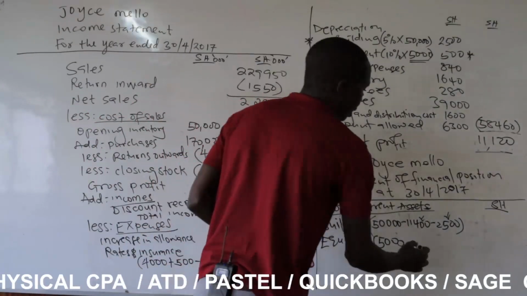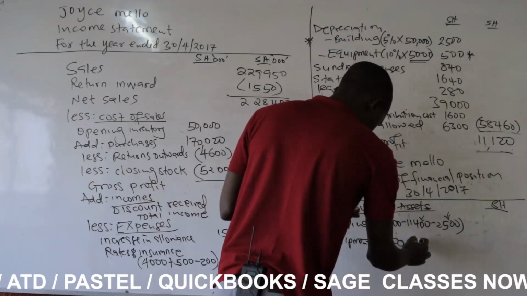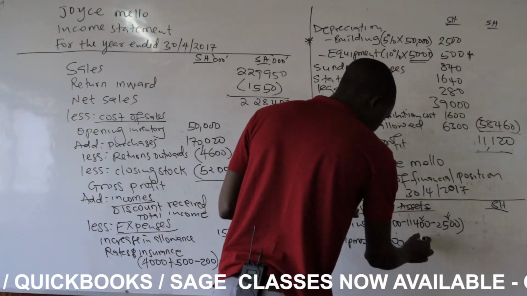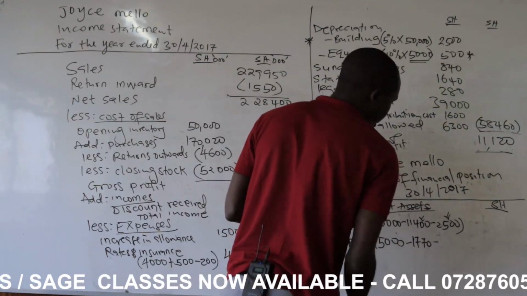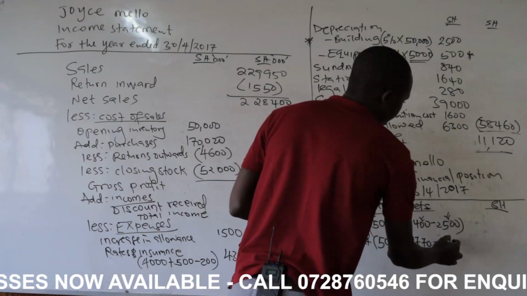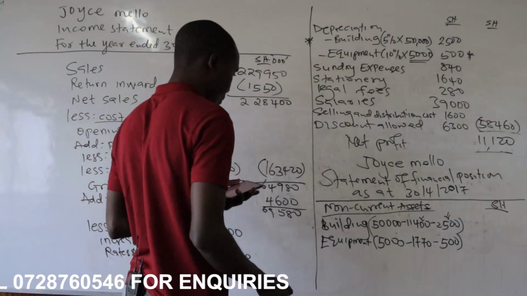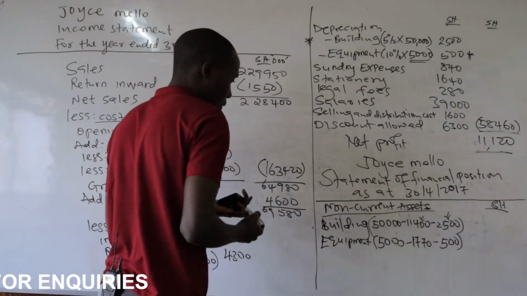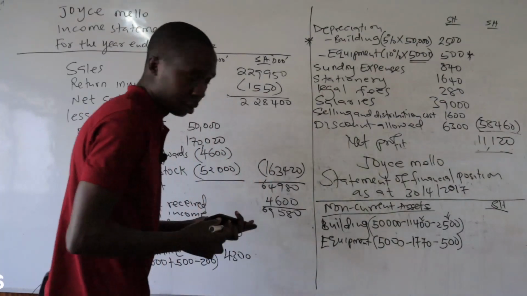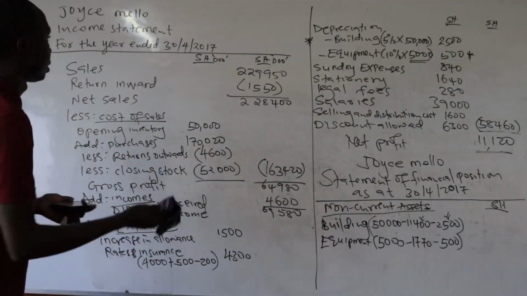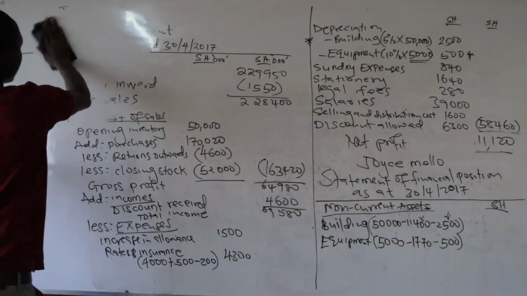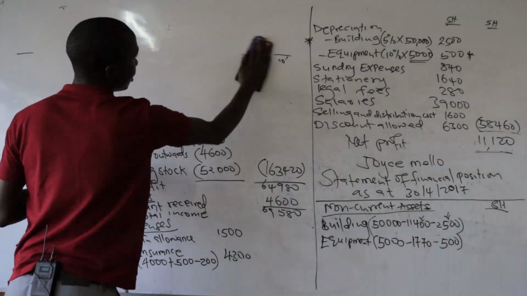So I'm supposed to minus here the accumulated one, which is 1,770 minus the 500. Accumulated depreciation minus depreciation for the year. So after that, we can go to the current assets. We can move to the current assets. So this one can be done on this side.